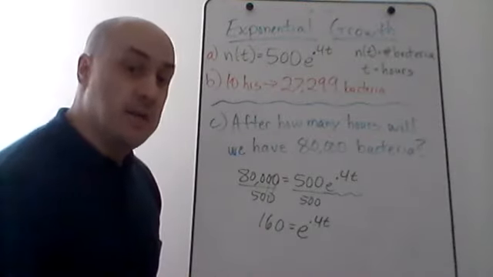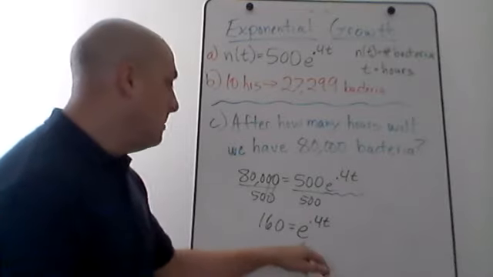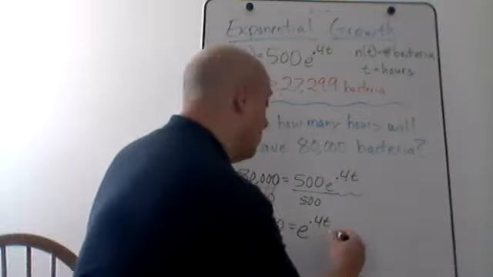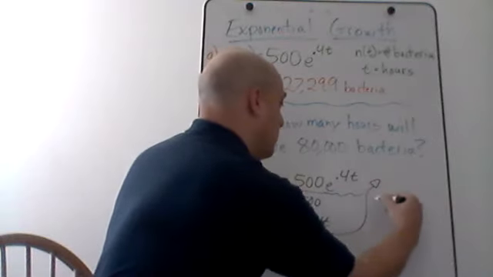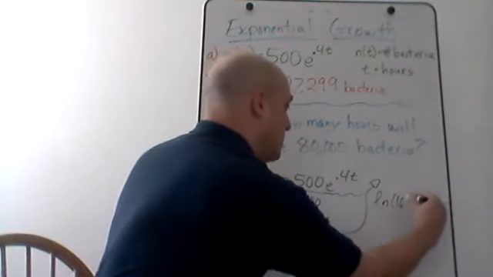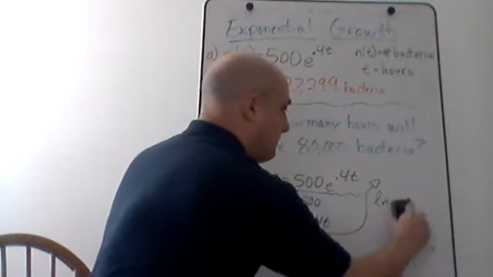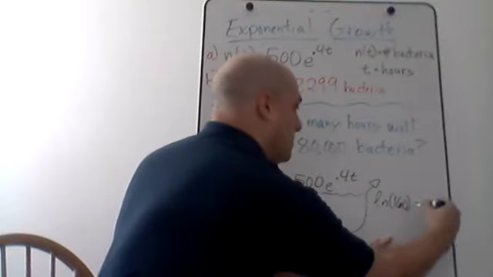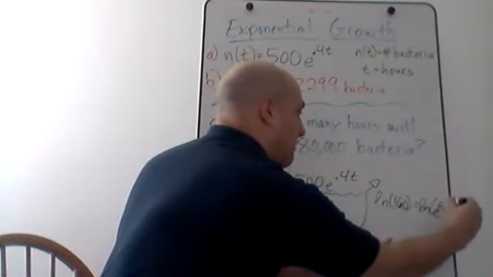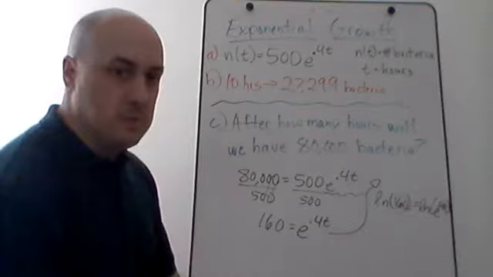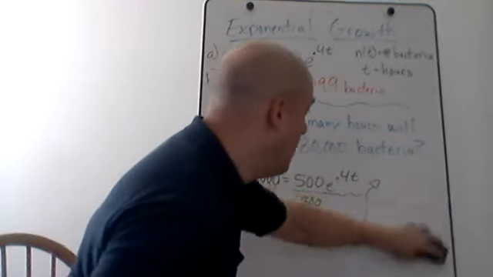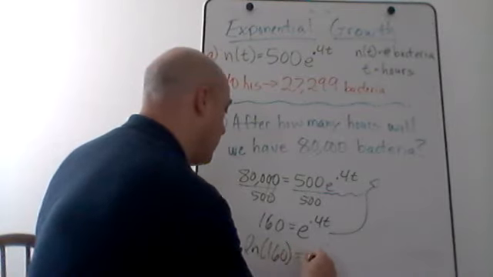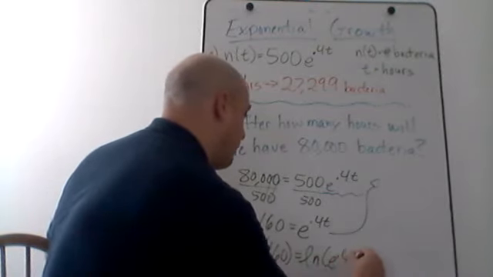So we isolate the exponential term, and then to cancel out the e, we use its inverse function, which is the natural log. So I do the natural log on both sides of the equation. ln of 160 equals the natural log of e to the 0.4t. Let me write this again down below. ln of 160 equals ln of e to the 0.4t.